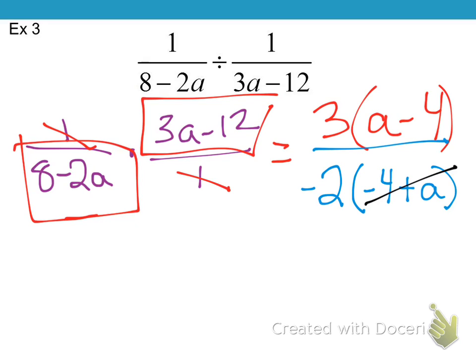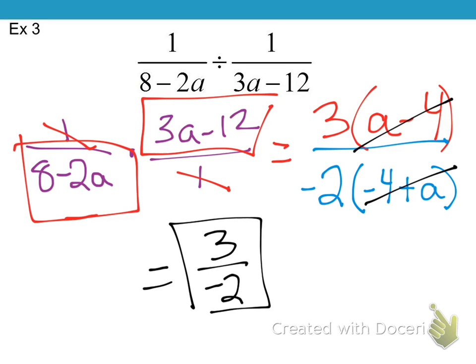So now they're gone. And I am left with 3 over negative 2, or sorry, negative 3 over 2. You can put the negative in the top or the bottom. Not both. Questions? It's a fun one.